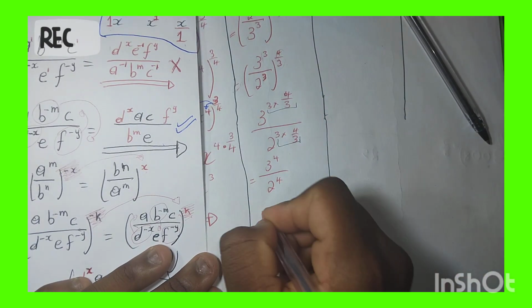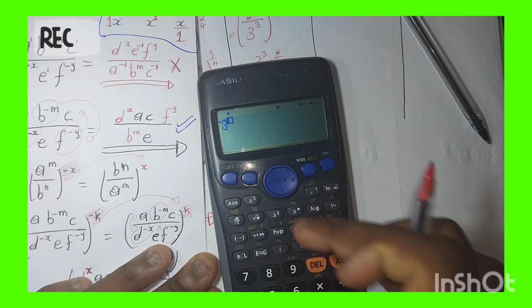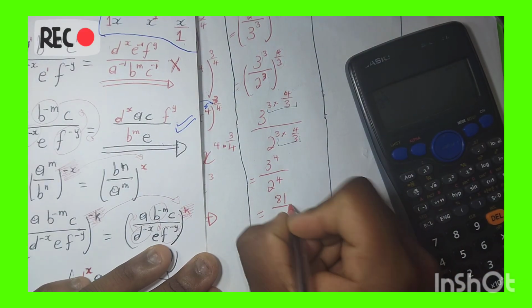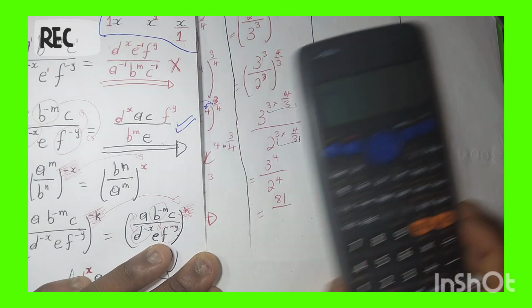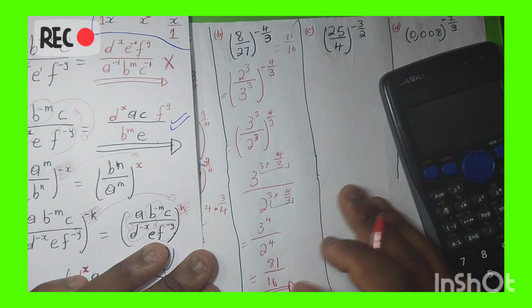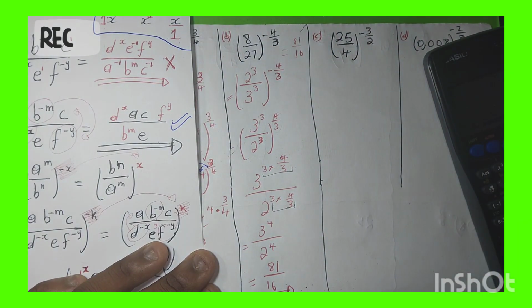So now on my calculator, this is what I can press. I can say 3 to the exponent 4, which is 81, divided by 8 to the exponent 4, which gives 16. Meaning this is the answer that I was telling you that you should get. That answer is the same as that one. Do you see? Straightforward, guys.